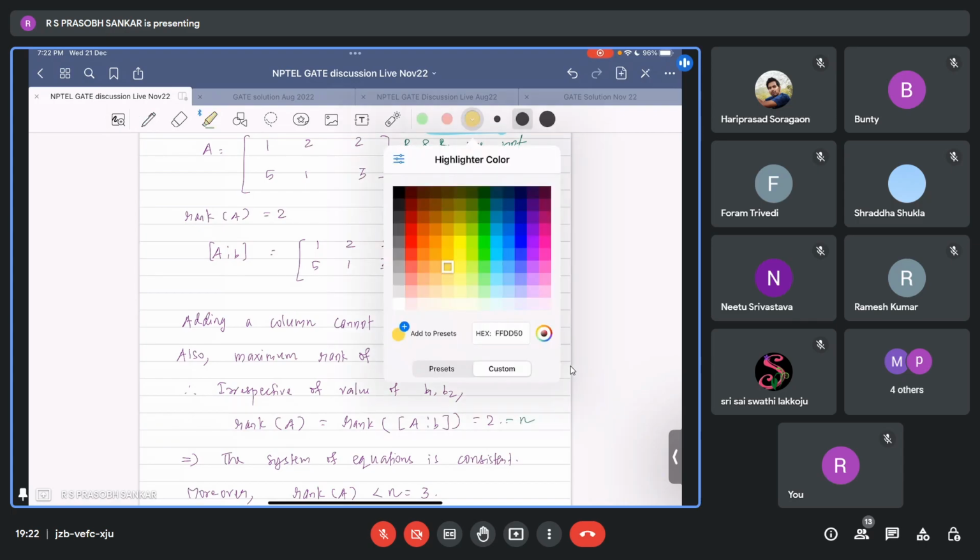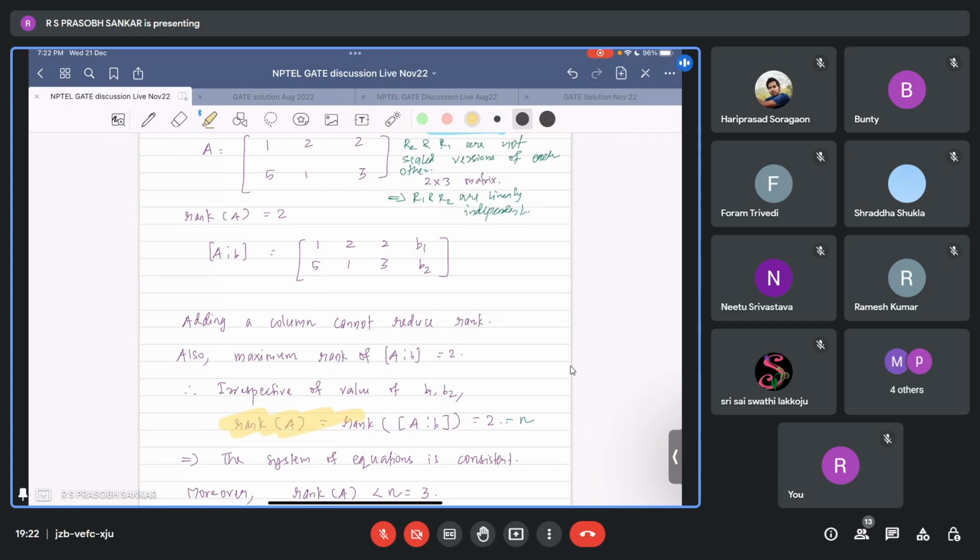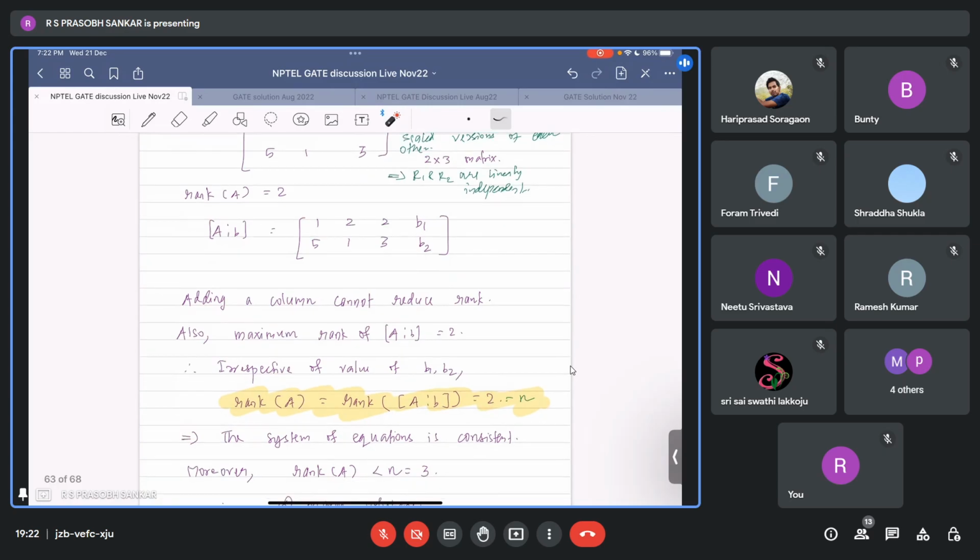So irrespective of the values of B1 and B2, the rank of A is the same as rank of A augmented B, which is equal to 2. So what it means, the given system of equations is consistent. Okay, so this is not 10 actually, this is just 2. That's it.